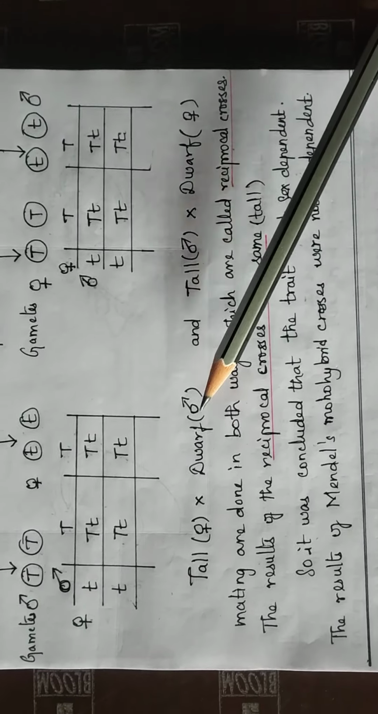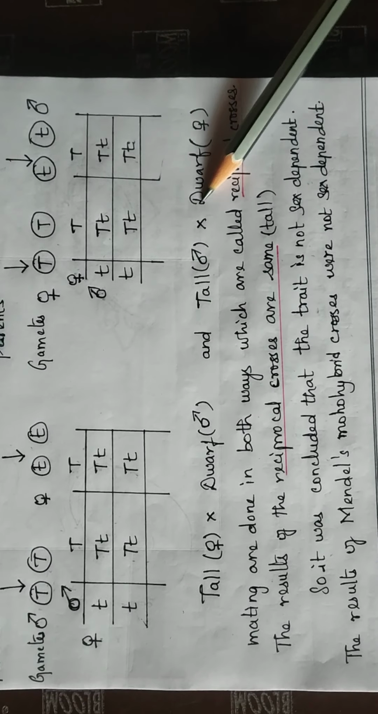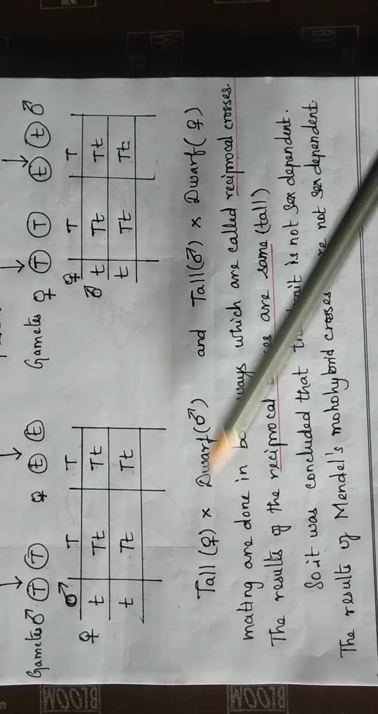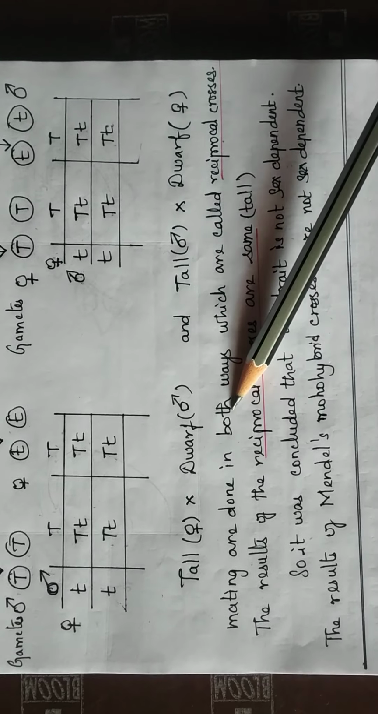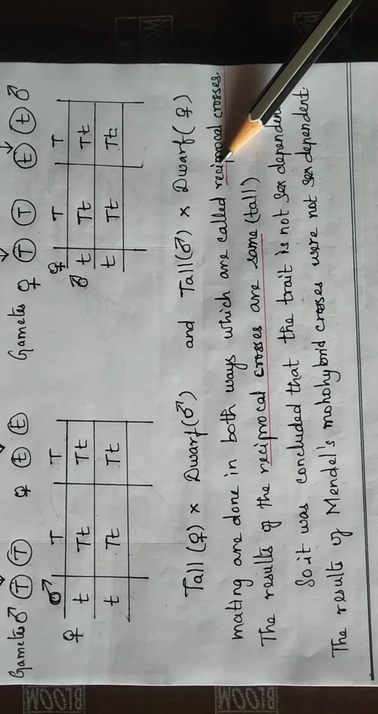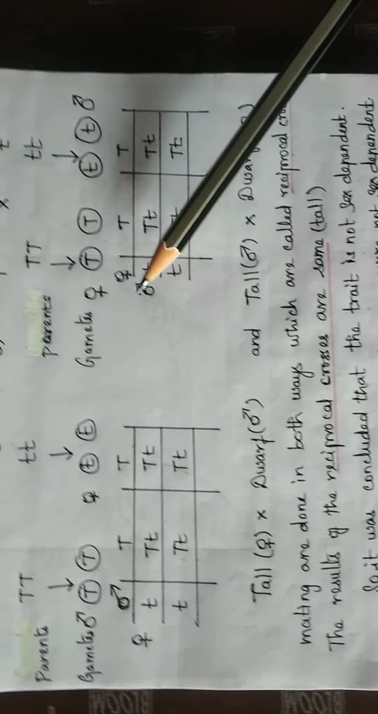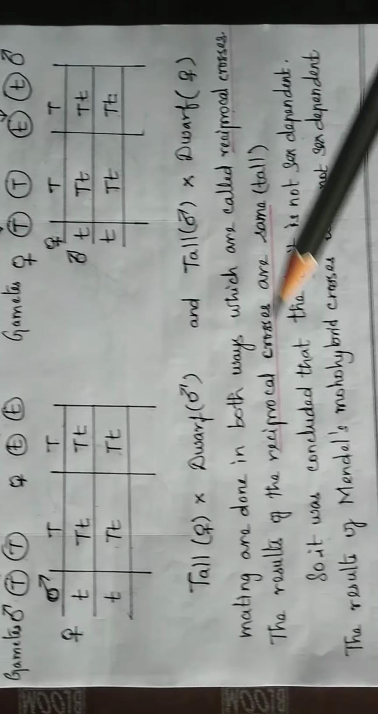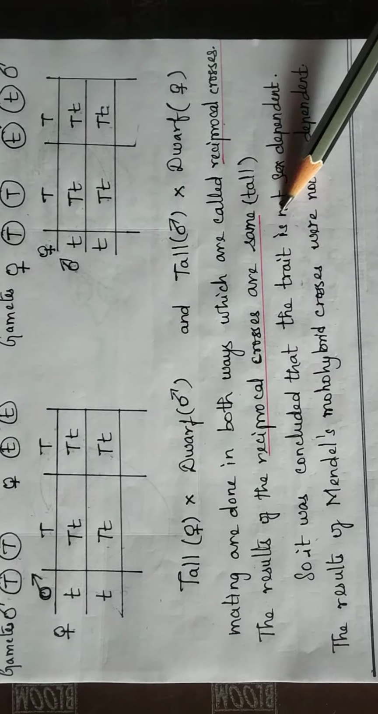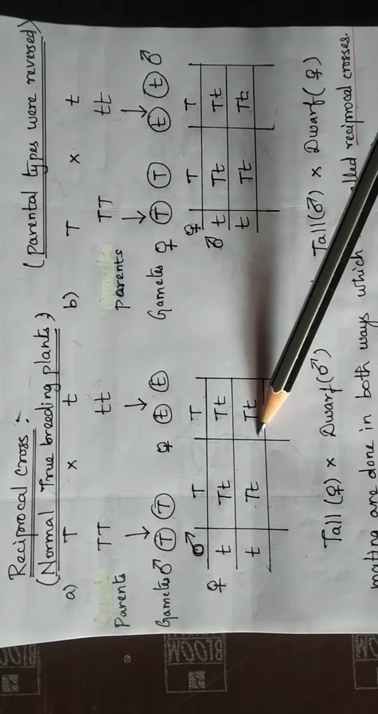So tall into dwarf and dwarf into tall, so the gametes are reversed. Mating is done both ways, which is called a reciprocal cross. The results of a reciprocal cross were always the same, that means tall plants. So it was concluded that the traits are not sex dependent. The tall plant expressed its own character.